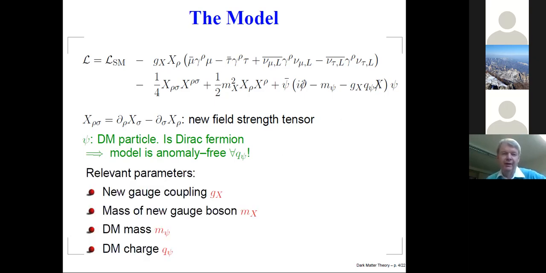Okay, so therefore there are only 4 parameters of relevance for the phenomenology here. One is the coupling strength, Gx, then the mass of the new gauge boson, the mass of the dark matter particle, and the charge of the dark matter particle. Of course, these last 2 parameters are only relevant for quantities affecting dark matter, not for the numerous laboratory constraints.